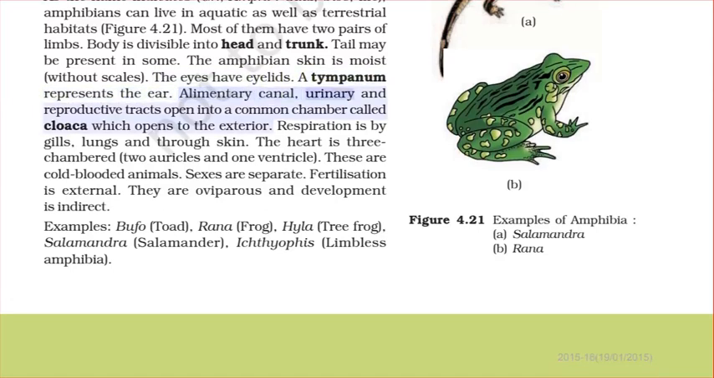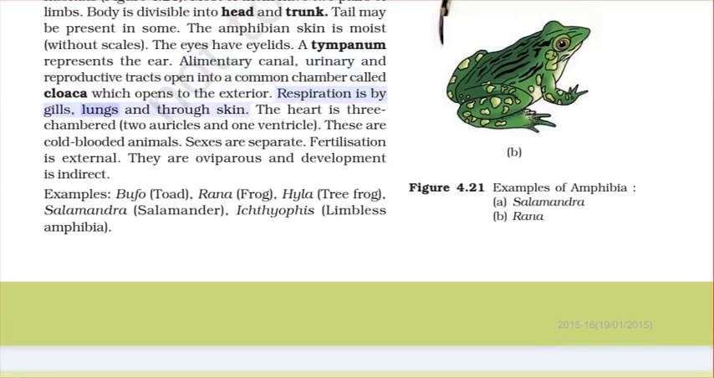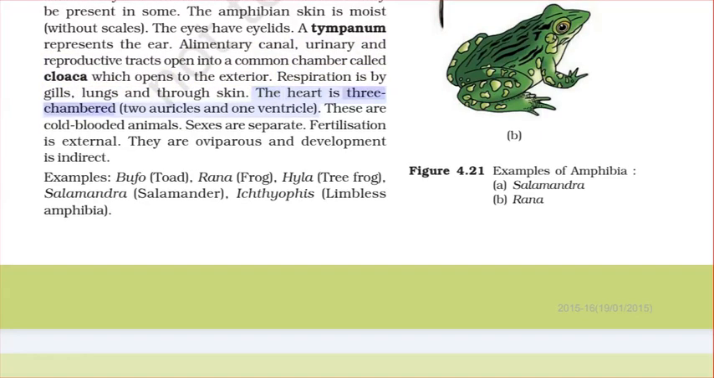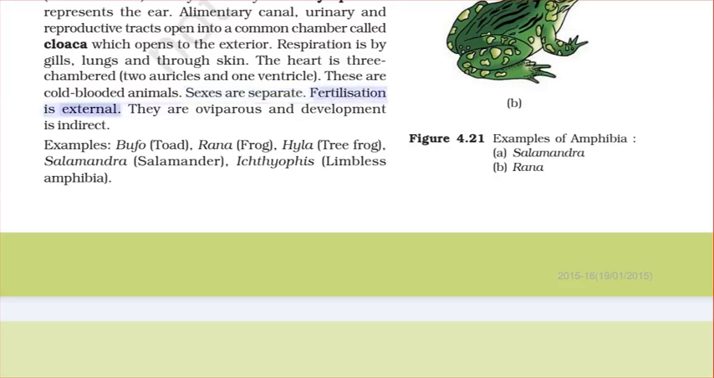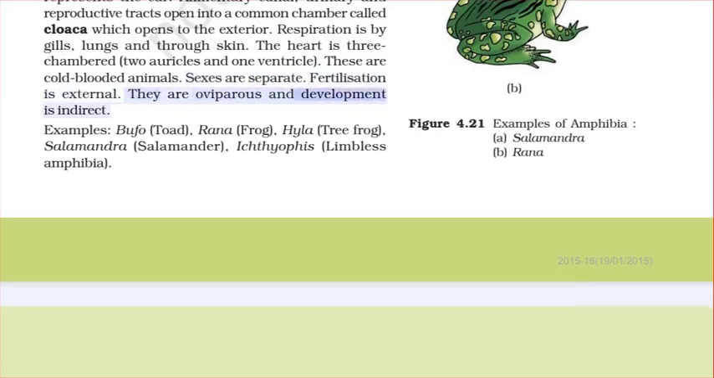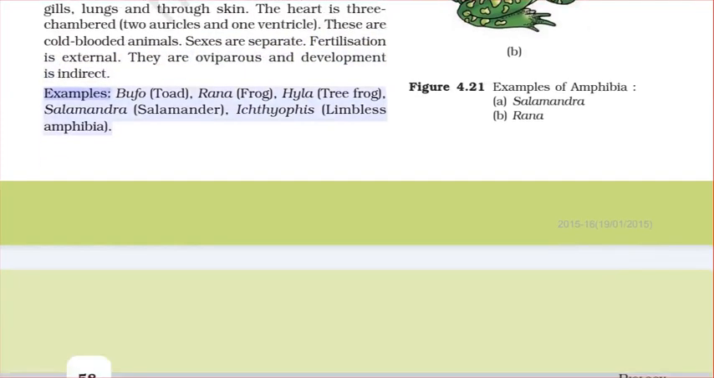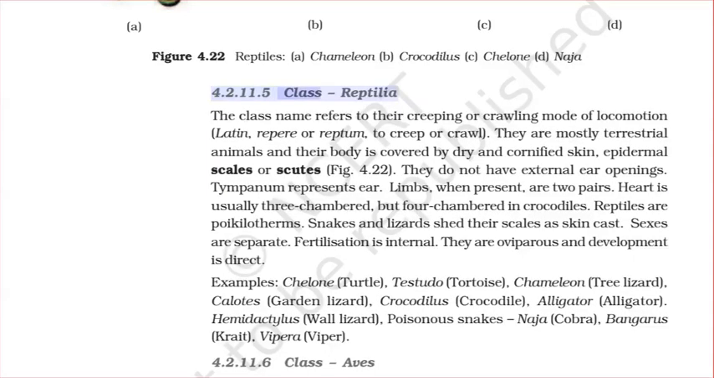The alimentary canal, urinary, and reproductive tracts open into a common chamber called the cloaca, which opens to the exterior. Respiration is by gills, lungs, and through the skin. The heart is 3-chambered, with 2 auricles and 1 ventricle. These are cold-blooded animals. Sexes are separate. Fertilization is external. They are oviparous, and development is indirect. Examples: Bufo, toad; Rana, frog; Hyla, tree frog; Salamandra, salamander; Ichthyophis, limbless amphibia.